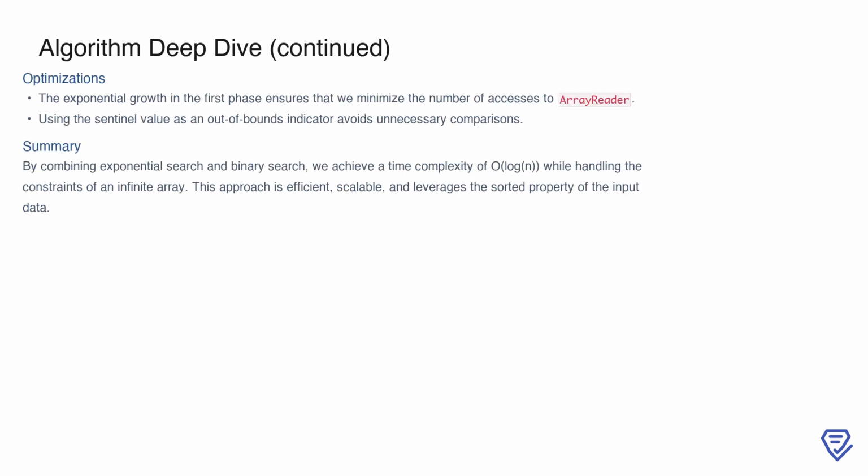This approach includes several optimizations to ensure efficiency. The exponential growth in the first phase minimizes the number of calls to the array reader, making it scalable even for very large arrays. The use of the sentinel value as an out-of-bounds indicator simplifies the implementation, avoiding unnecessary comparisons. By combining exponential search and binary search, we achieve a time complexity of O(log n), which is optimal for searching in a sorted array.